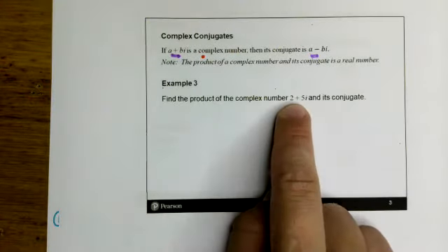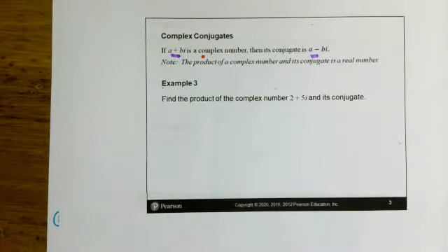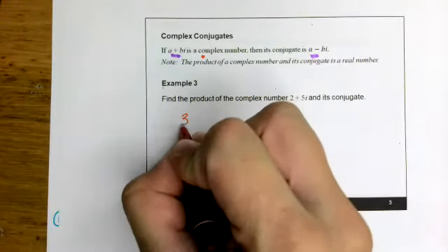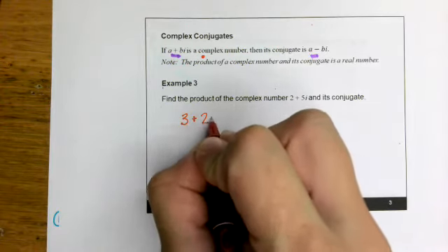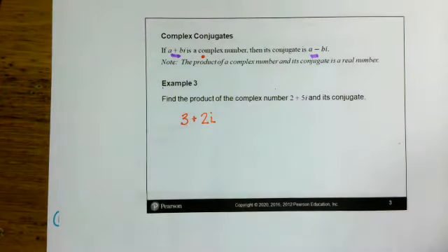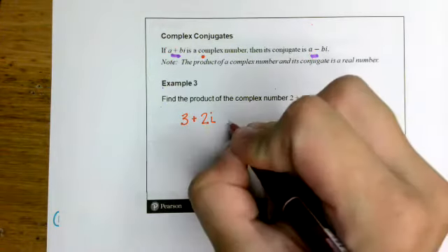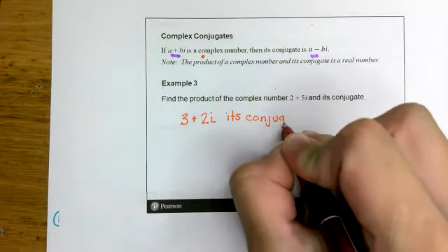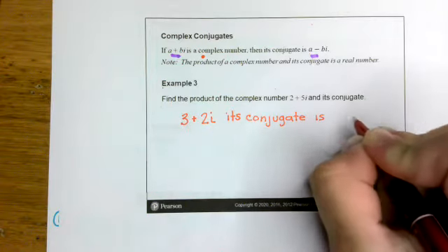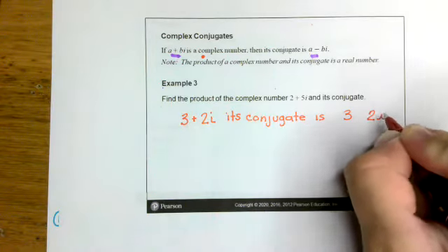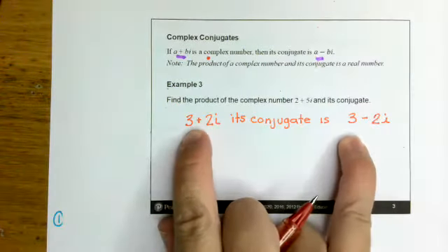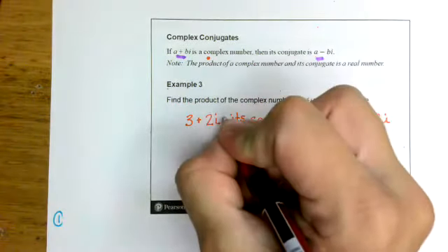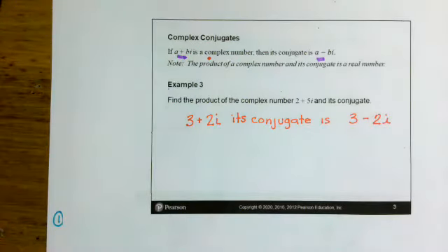Find the product of a complex number and its conjugate. Let's make up an example. Let's say 3 plus 2i. What is the conjugate? Its conjugate is the same numbers, but we change the sign between the two numbers. 3 plus 2i. Its conjugate is 3 minus 2i. Okay?